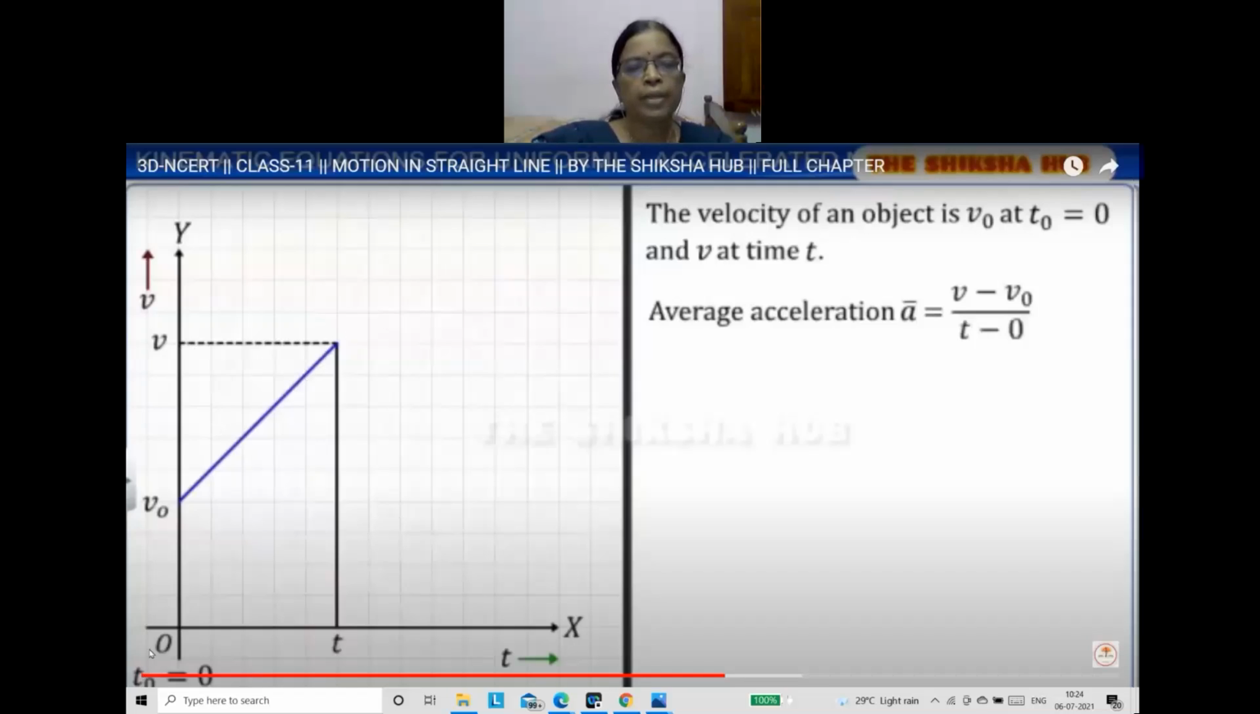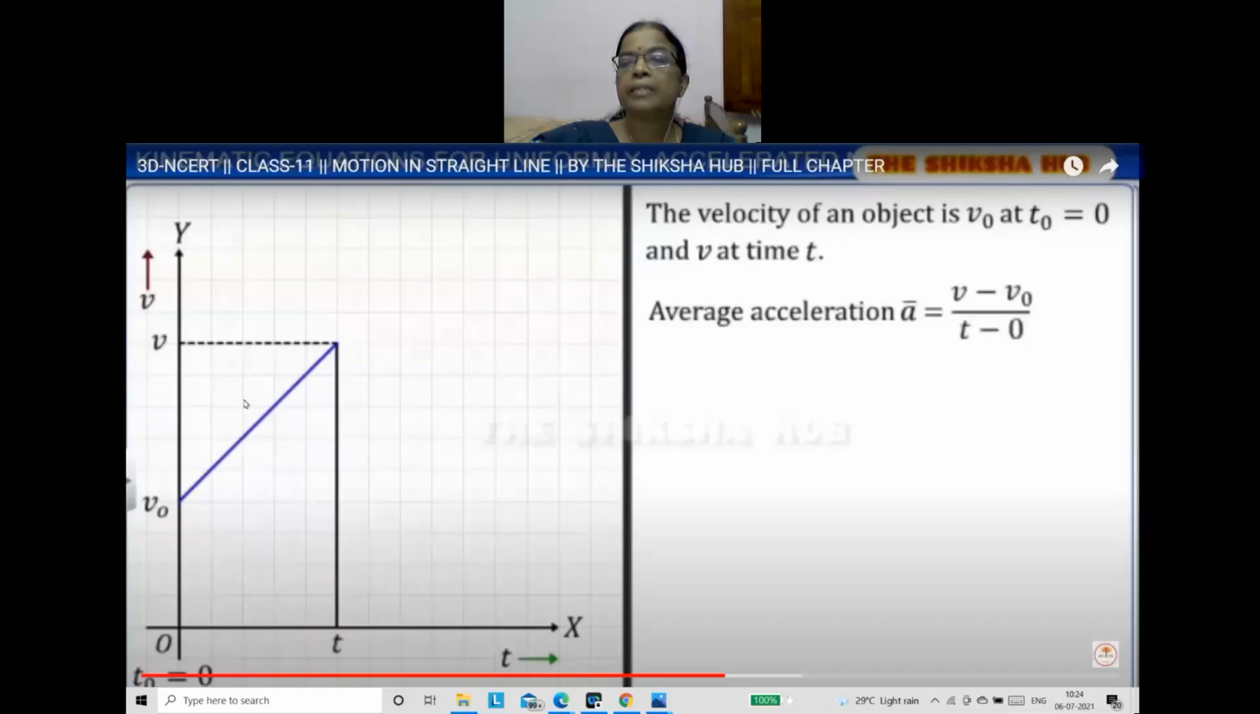At 0 time, velocity is v0, and the body is moving with uniform acceleration. It is a straight line. After a time t, velocity increased to v. So what is the change in velocity, Vaishnavi? What is the change in velocity in the time interval 0 to t? Vaishnavi: V minus V0. Correct answer. Change in velocity is V minus V0.